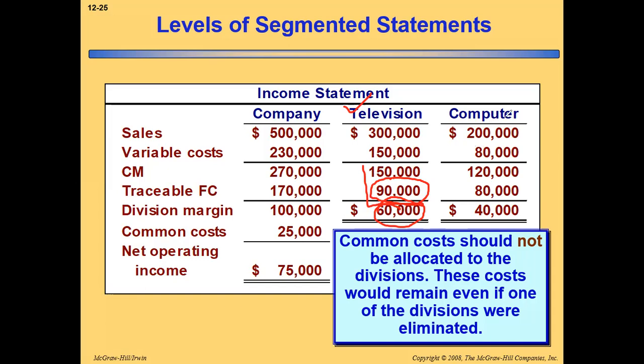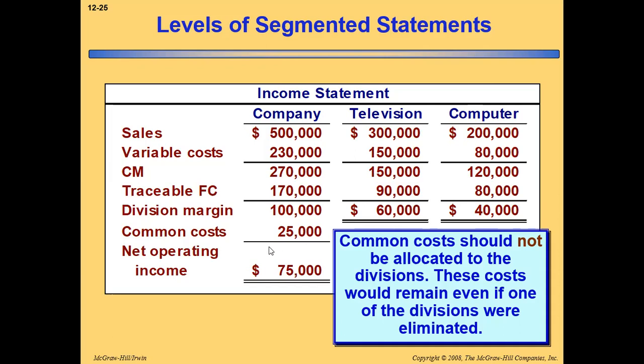Okay. Now another segment, that is computer division. Computer division has a traceable fixed cost of 80,000. So we'll deduct it from the computer division. Very simple. Traceable fixed cost or segmented fixed cost is actually deducted from that particular segment. Television division segment traceable fixed cost will be deducted from television. Computer division segment cost will be deducted from computer division. I hope you're clear, right?